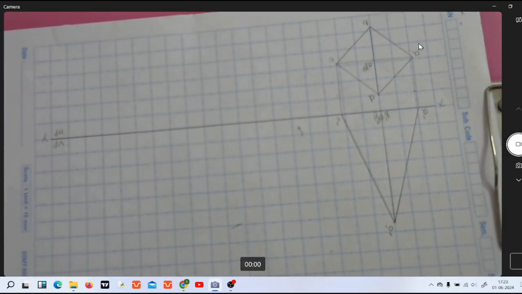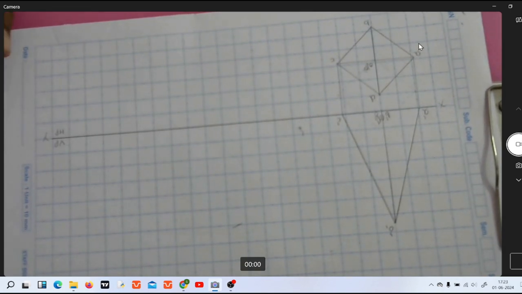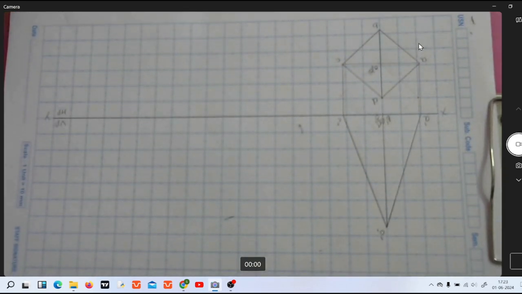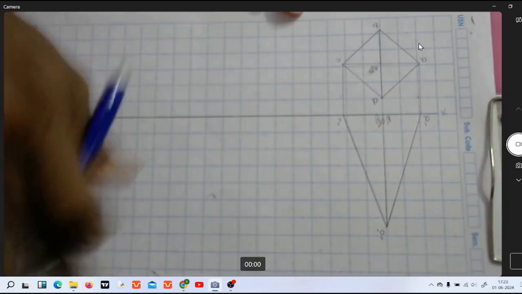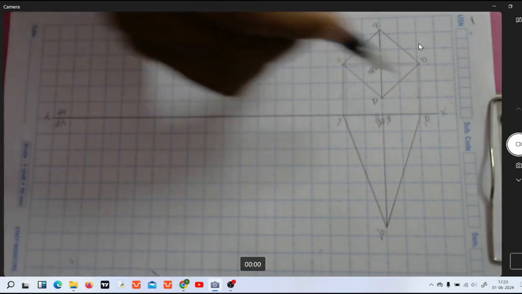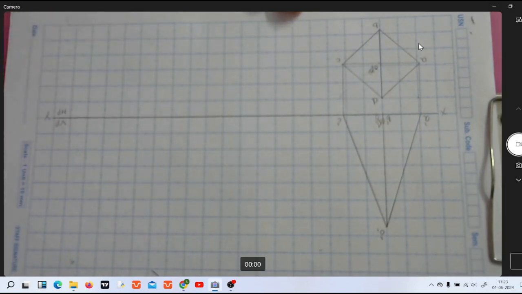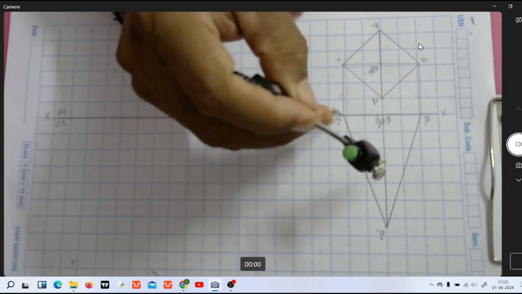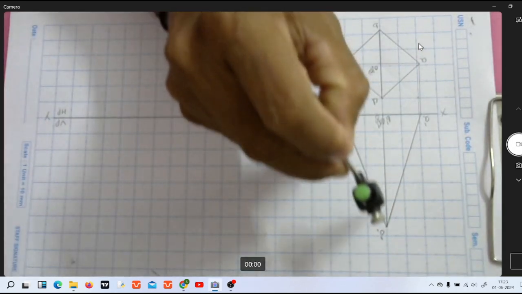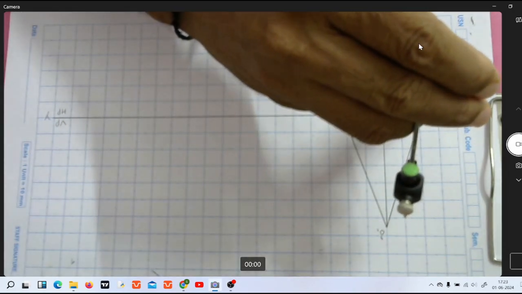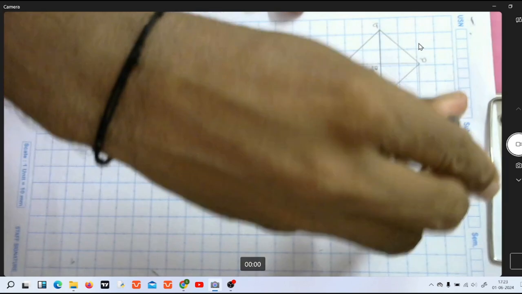So now what is the initial position of the pyramid? So what is the problem definition? The problem definition is that it is going to change orientation so that one of its slant edges is going to rest on HP. Now let us consider the slant edge A dash O1 dash is going to rest on HP. Now with the help of a compass you measure the distance either C dash O1 dash, or you can measure the distance A dash O1 dash.